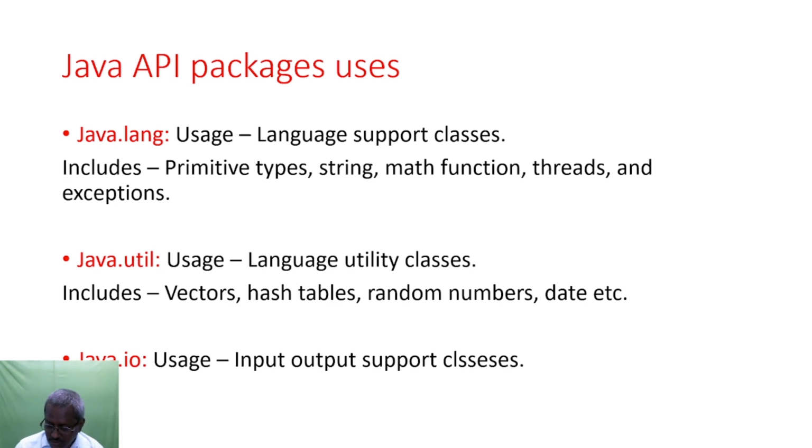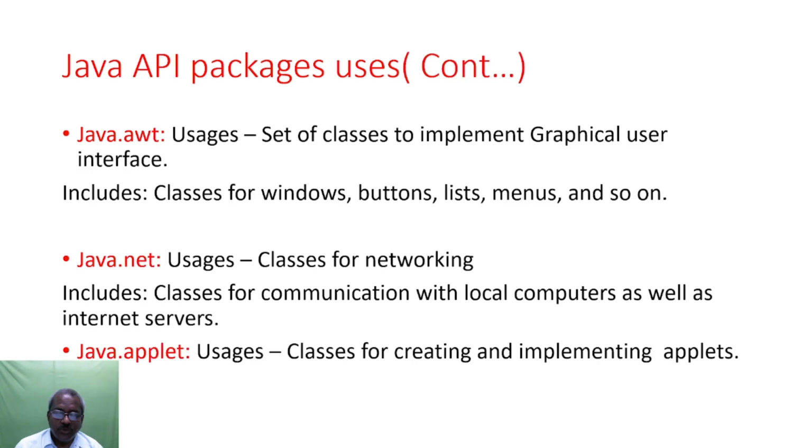Java IO, input and output, supports input and output. The next one is AWT. AWT is a set of classes to implement graphical user interfaces. For example, classes for windows. Supposing Java is creating windows, it is supporting buttons, lists, and menus.